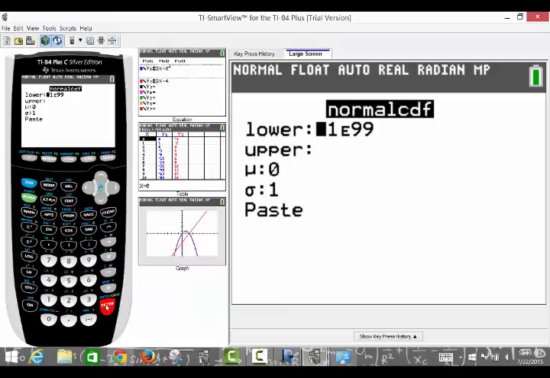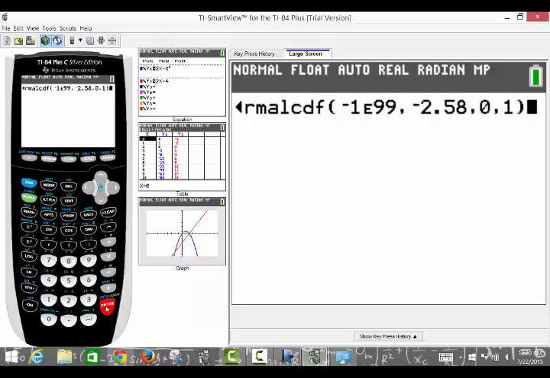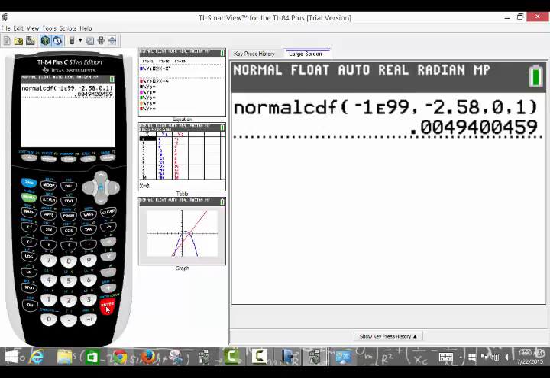Your calculator is going to show probably just parentheses. And you'll see in my other notes, just put in negative 100 is fine. This has a very, very small number, but I could change that to negative 100. It doesn't make any difference, but that's the representation for negative infinity. And the upper value is that z, negative 2.58. Then the mu 0 and the standard deviation 1 just indicate that this is our standard normal distribution z. Paste, and there we go.